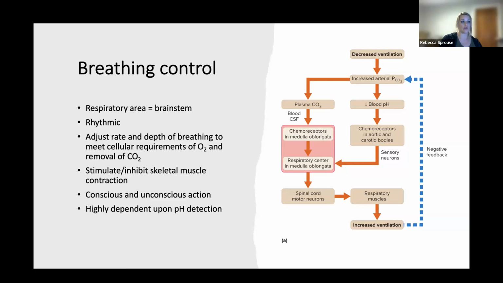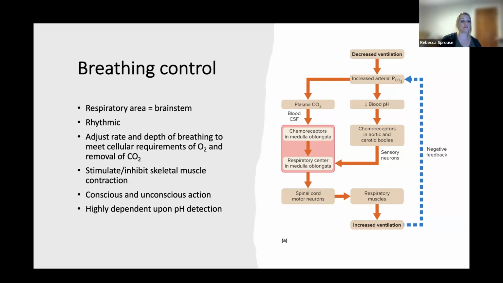It's rhythmic. So you have a pattern of breathing that your body kind of follows. You can adjust the rate and depth of your breathing to meet your cellular requirements. So sometimes if you're sitting here passively breathing and all of a sudden you just feel the need to take a deeper breath than normal, just one, that was your brainstem detecting a change in your blood composition, indicating that you needed to take in more oxygen and expel more carbon dioxide in that breath.